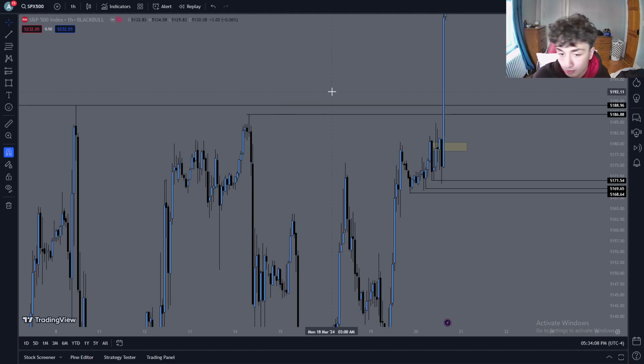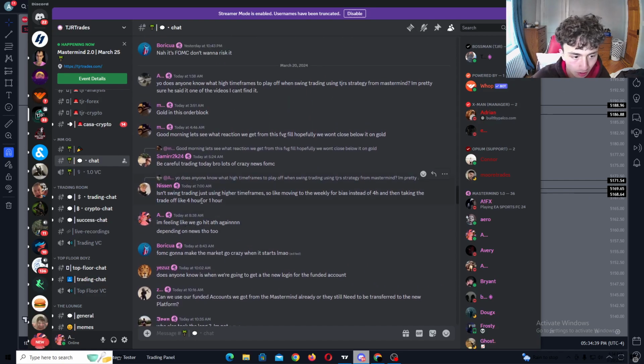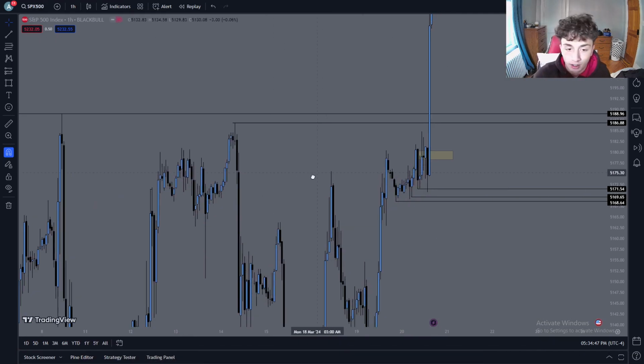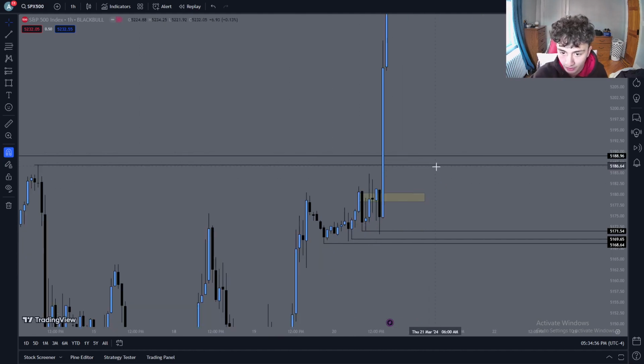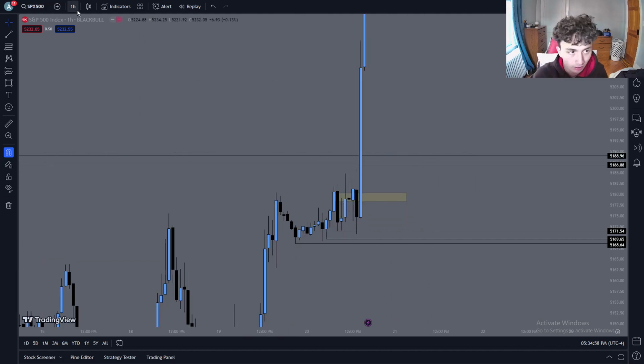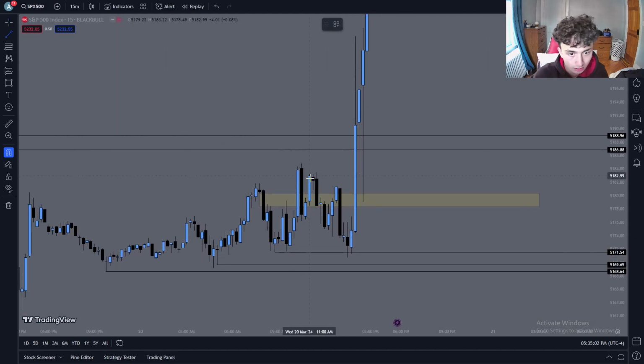I even called it. All right, here we are in TJR's Discord with the mentorship. I'm feeling like we're gonna hit all-time highs again, depending on news though. But I knew we were gonna hit all-time highs because these were unprotected, which means that this high never swept out this high. And we are right here generating this liquidity, right?